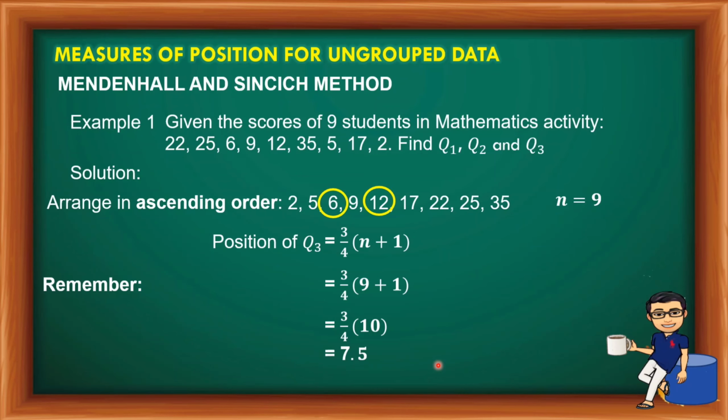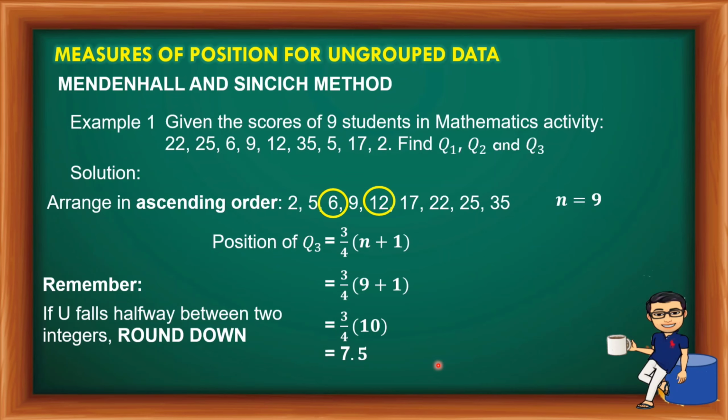So mayroon ulit tayong reminders when we talk of this quartile 3. If u falls halfway between two integers, round down. So it falls again halfway or between. So kaya tayo ay round down. Kaya ang gagamitin natin ay 7. So you are counting pang pitong position. 1, 2, 3, 4, 5, 6, 7. So 22. So yan ngayon ang ating quartile 3, which is 22.